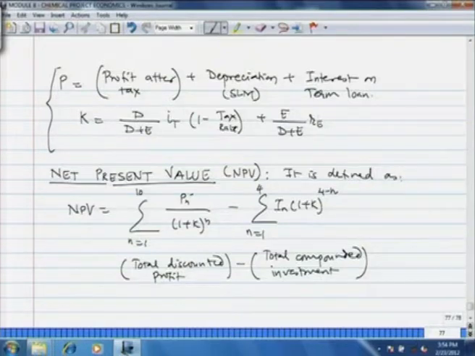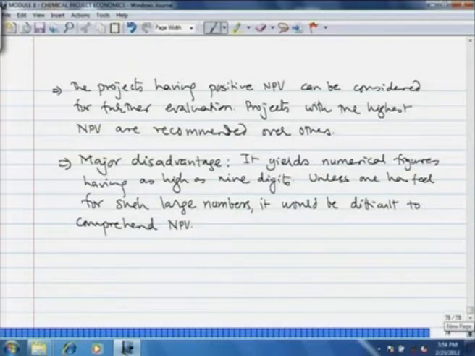We had seen this particular second summation in the expanded form just now, where we had written I1 into 1 plus k to the power 3 plus I2 into 1 plus k to the power 2. So that summation we can write in compact form as this. And the net present value is the difference between total discounted profit minus total compounded investment. Now the projects that have highest or positive NPV, net present value, can be considered for further evaluation. The project with the highest NPV are recommended over other projects.